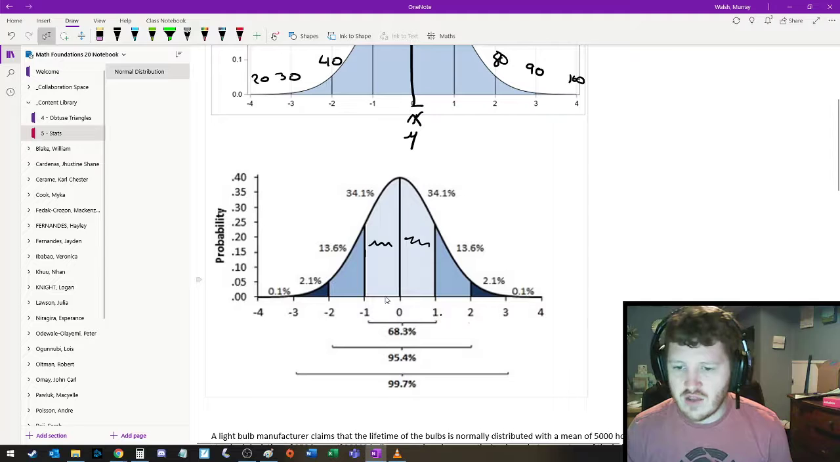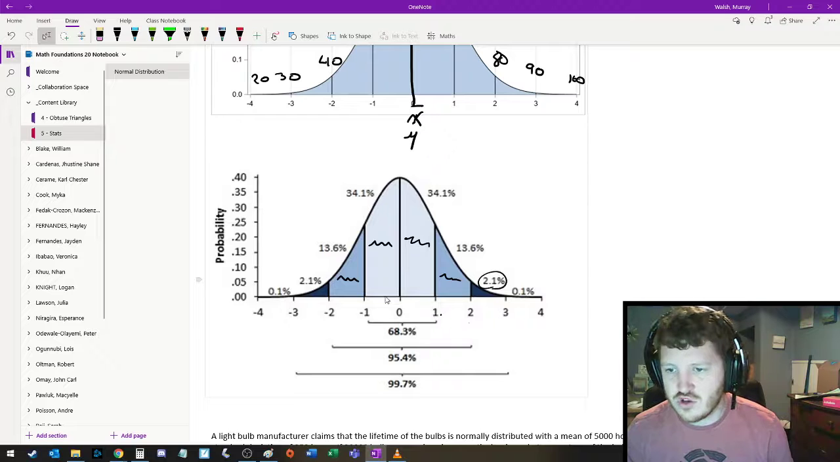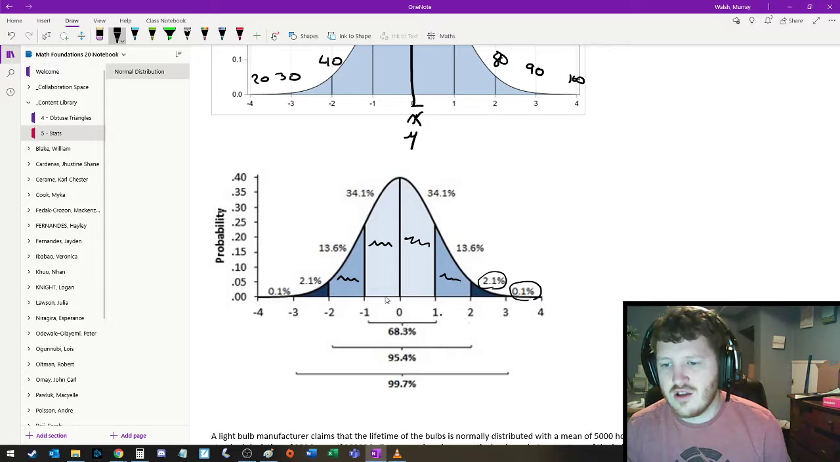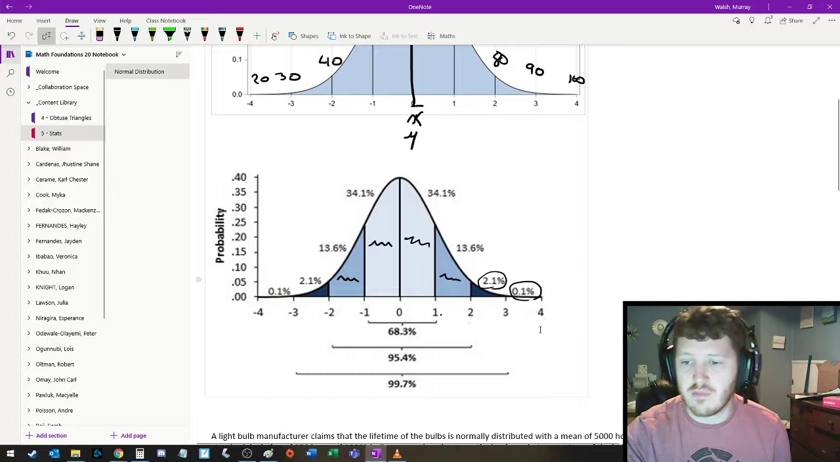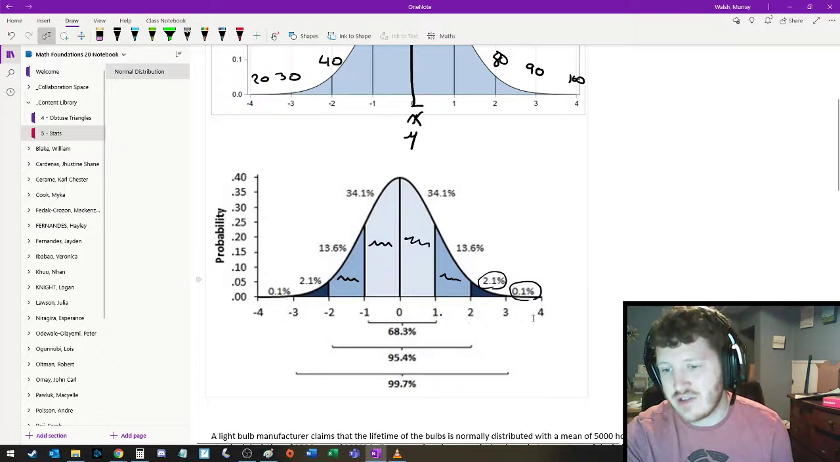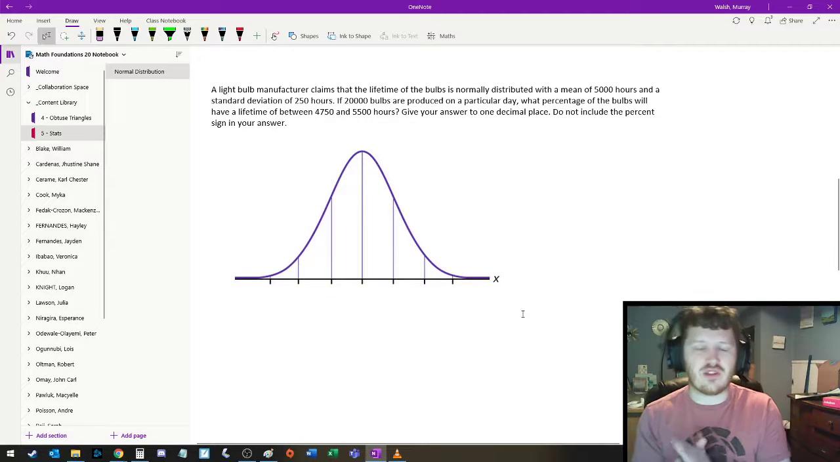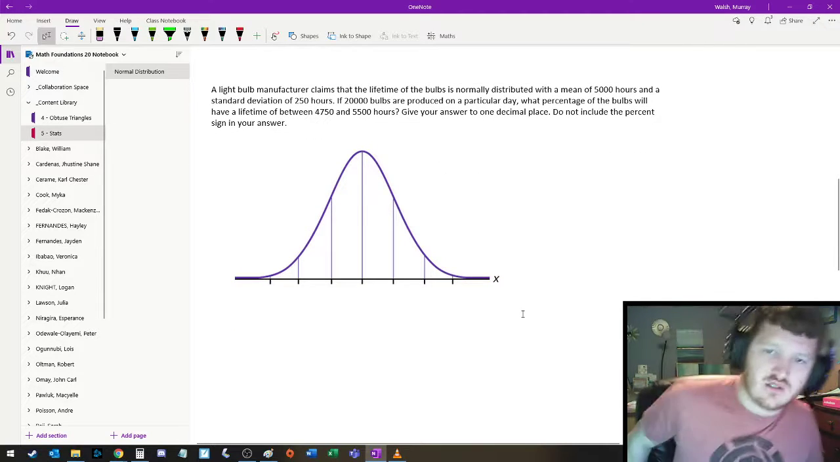Okay, we know that 95% are in here, so that would make 13.6% in this region, 13.6%, 2.1, and here we have, if you have a measure of data, if you finished more than 3 standard deviations above the average, that means you are as good as 0.1%. Only 0.1% of things end up more than 3 standard deviations above the average. So let's answer some questions with it to hopefully provide some more details.